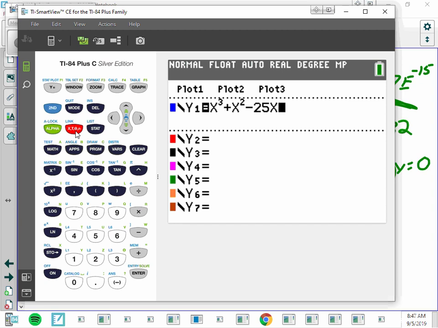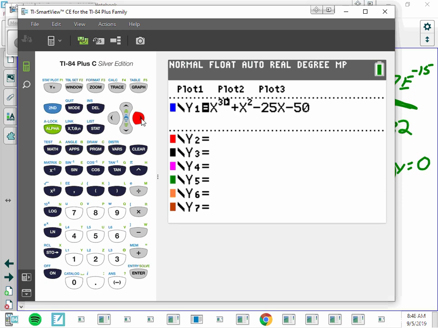Yeah. So I purposefully missed something. I get down and I realize, oh my goodness, it's supposed to be 2x squared. Well, if I want to jump all the way to the left of my equation, I can push second left. If I want to go all the way to the right, I can push second right. So that'll save you a little bit of time.